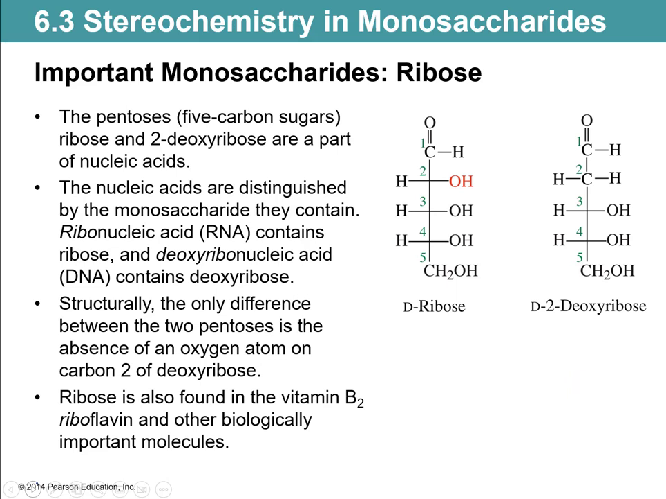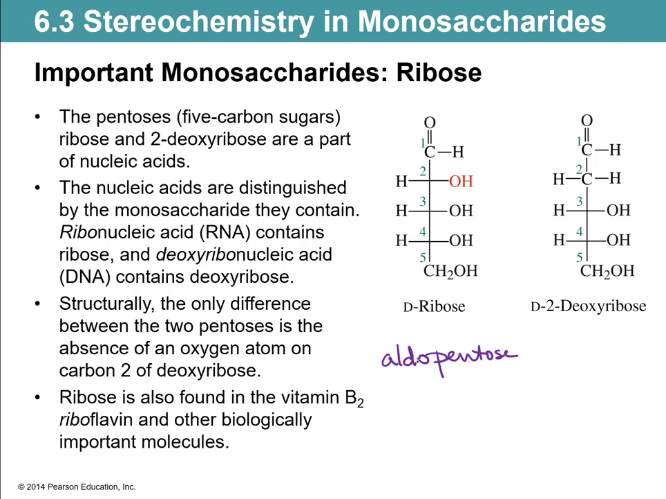So now, here's ribose and deoxyribose. How many carbons? So that makes this a pentose. Is it an aldo or a keto? So there's an aldehyde. See the double bond oxygen on the end? So that's an aldopentose.